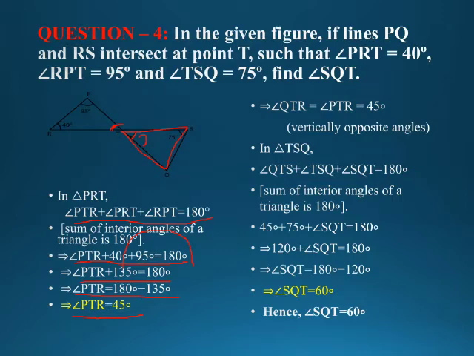So in triangle TSQ, angle QTS plus angle TSQ plus angle SQT equals 180 degrees. That is the sum of interior angles, 180 degrees. So 45 degrees plus 75 degrees plus angle SQT equals 180. 120 plus SQT equals 180. 120, if we bring it to the right hand side, will become minus 120. So angle SQT equals 180 minus 120. Now angle SQT equals 60 degrees. We found the angle SQT, that is 60 degrees.